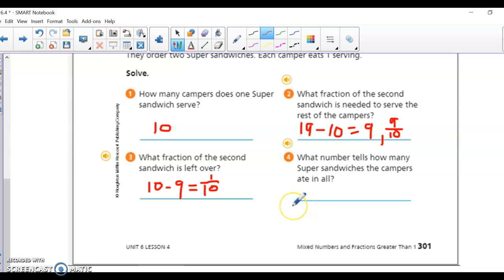So what number tells how many super sandwiches the campers ate in all? We would say that as a fraction, 1 9/10. Or you could even say I had 19 pieces and it still takes 10 pieces to make my whole. So we could write it either way. I know we just started talking about improper fractions and mixed numbers, but this is where we're looking to get to today, to be able to write fractions in this way.